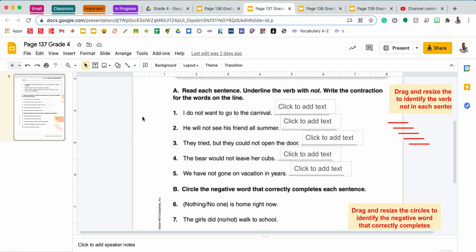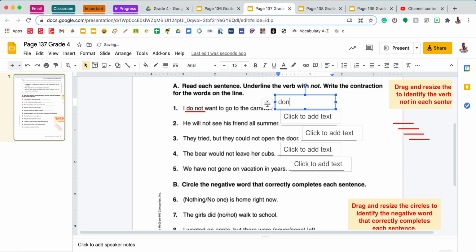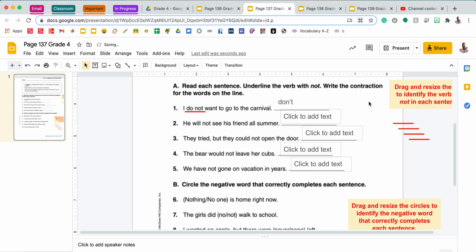We have 2 parts on this page. Part A says to read each sentence and underline the verb with not. Write the contraction for the words on the line. Number 1 says, I do not want to go to the carnival. I'm looking for 2 words I could make into a contraction. I notice do not. So I'm going to underline do not and write the contraction form don't on the line.